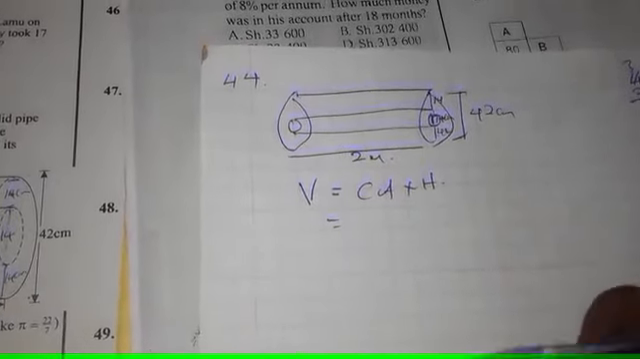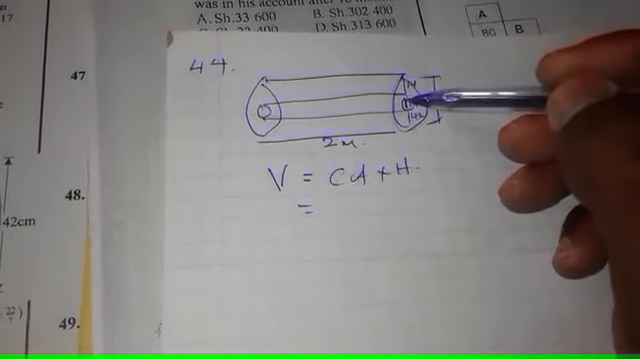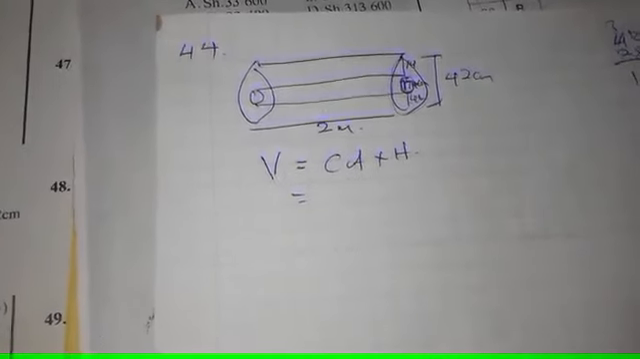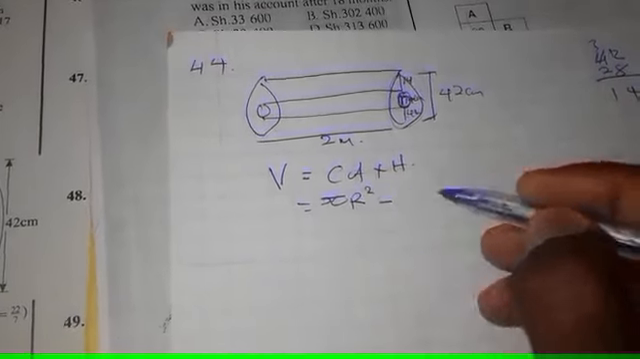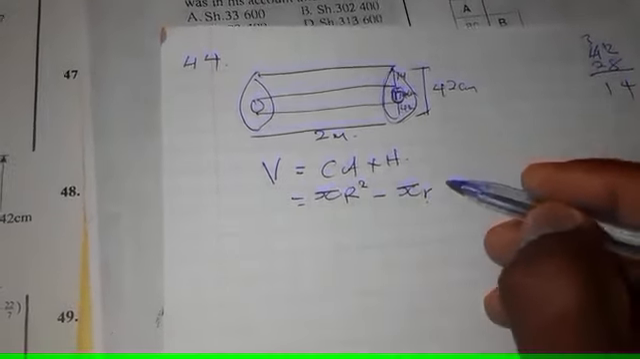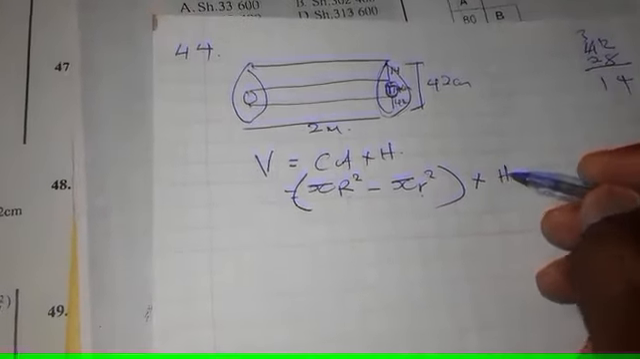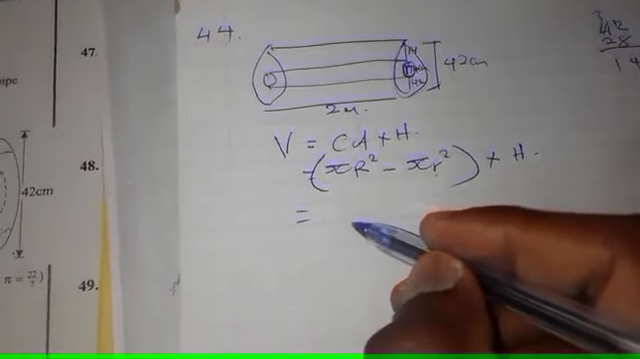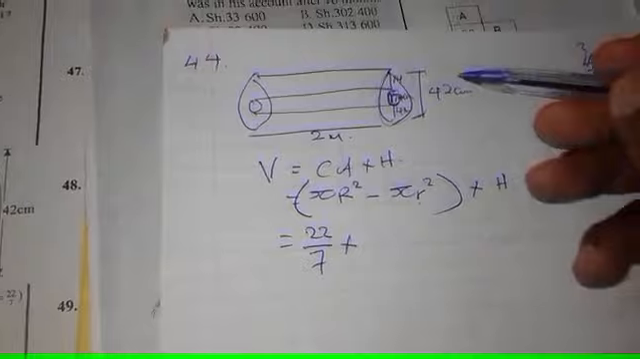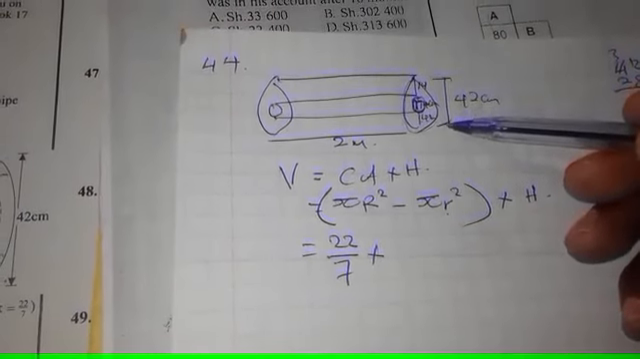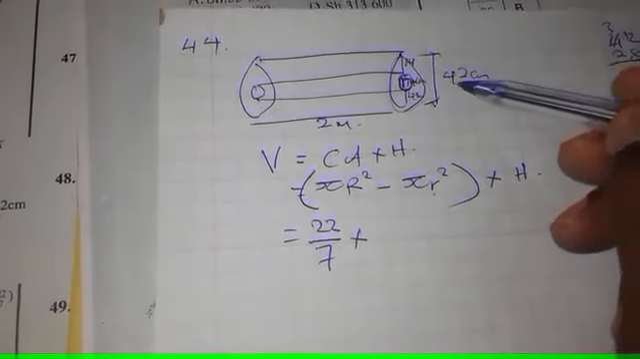So the cross-sectional area of this figure here is the area of this circle. Then we subtract the area of the inner circle. So we have pi R squared minus pi r squared, multiplied by the height. So our pi, as we have been given, is 22 over 7 times the bigger R. Our external diameter is 42, which means our radius is 21.